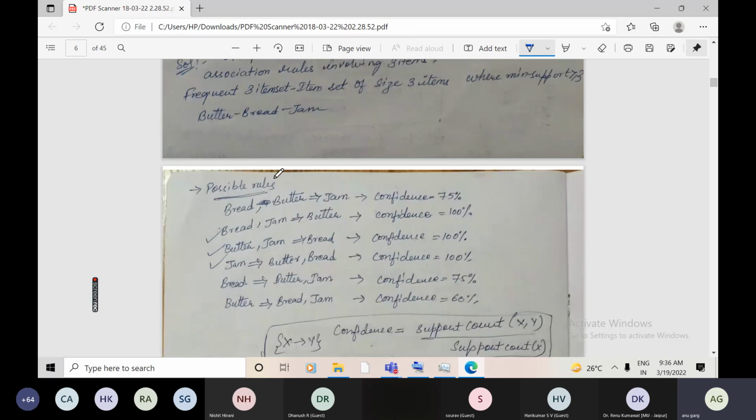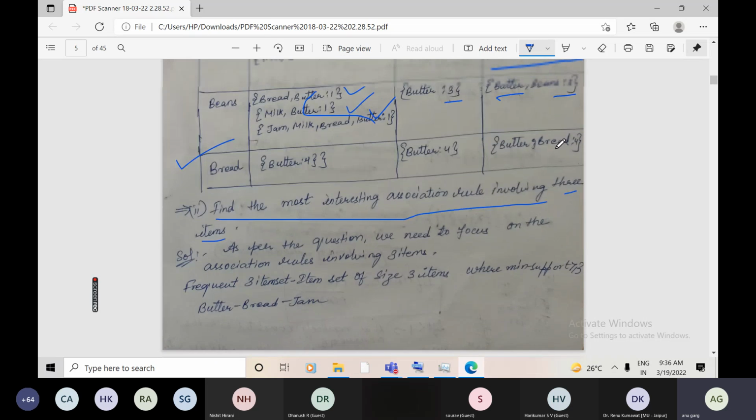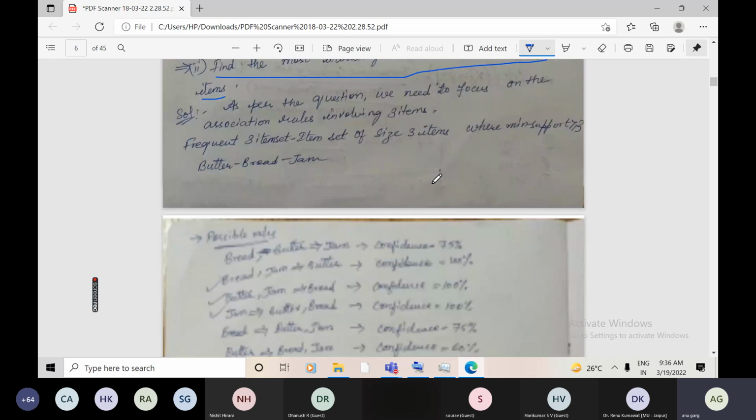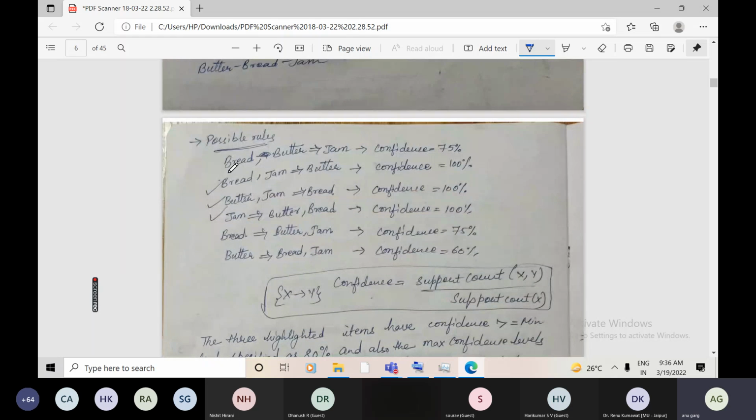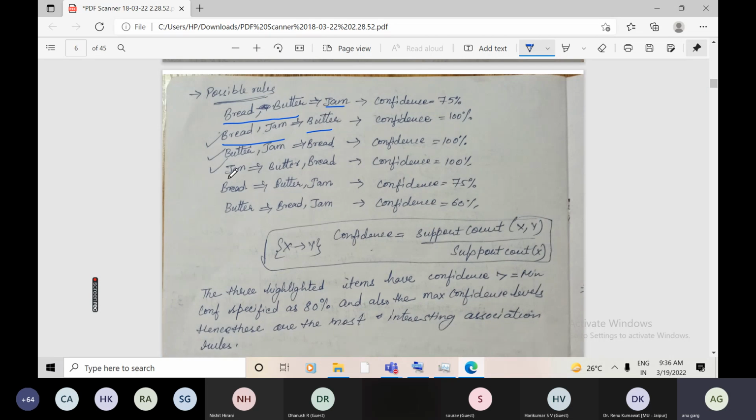So, from this bread, butter, jam, what are the different possible rules that you can form? You can form bread butter implies jam, bread jam implies butter, okay? And then jam implies butter bread. So all the rules that you can form in the form of X implies Y, you should write. And then you should find the confidence value of that particular rule. So if you see bread, butter, jam, its confidence is coming 75%.